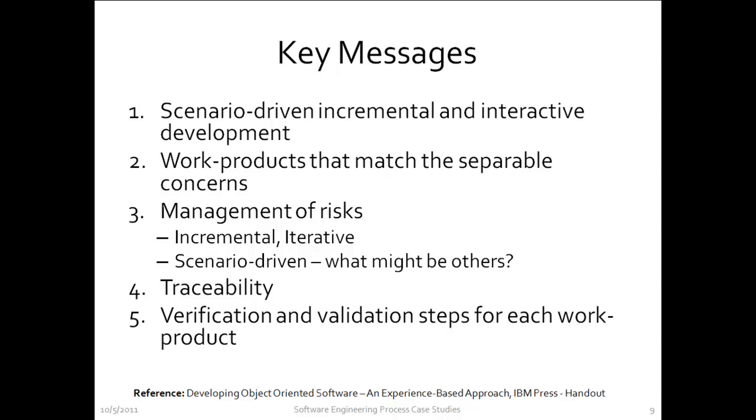The second key message is one of work products and work product orientation. And the idea behind this is to remove process rigidity. In other words, there is no prescribed way to build the software system, but rather focus on the concern that is most important at any given time. And that concern is captured by a separate work product.